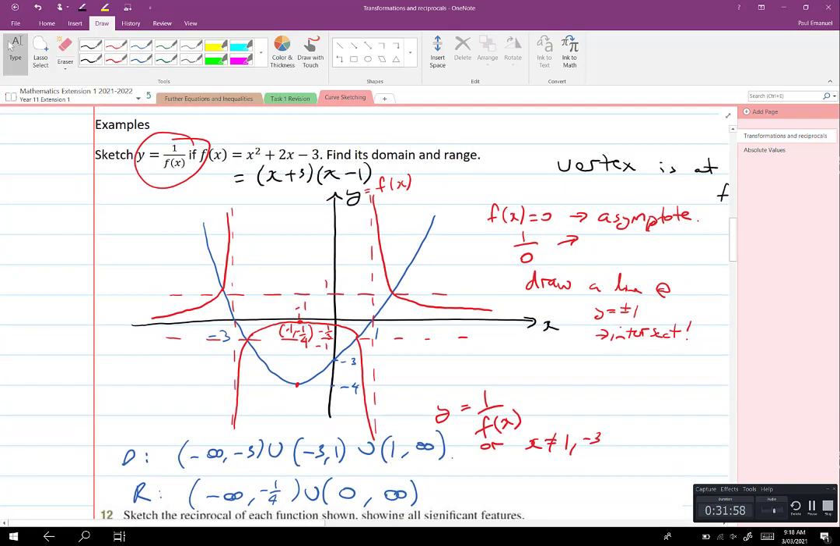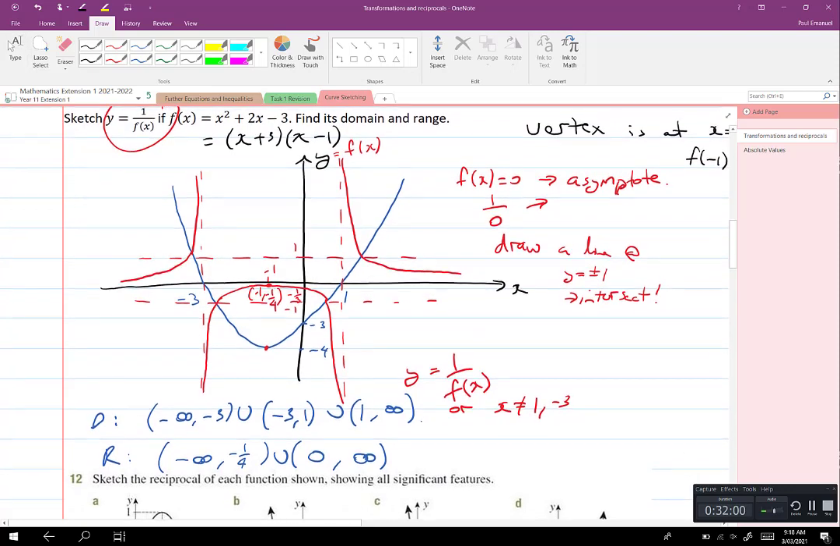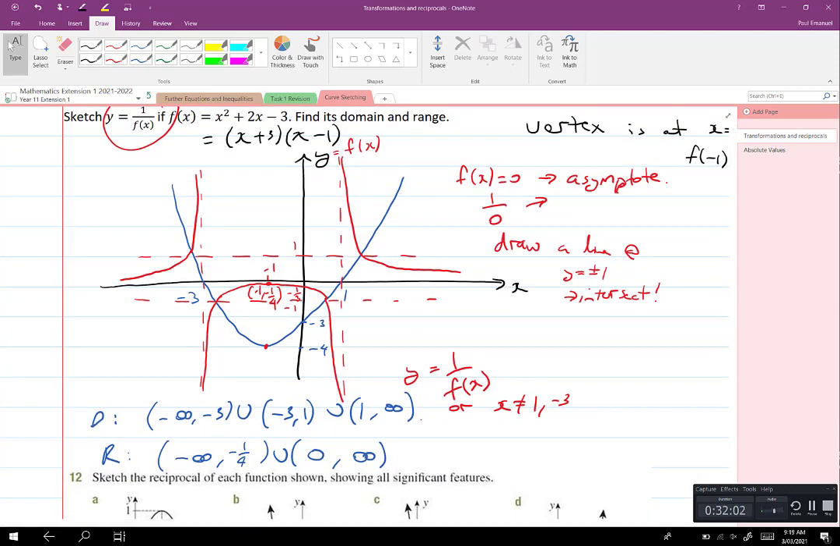Okay. So the range is negative infinity to negative a quarter. Yeah, I'm a little bit lost on this. Yep. And then we do these ones, and that's just can't be 0. So you do curly brackets 0 to infinity.